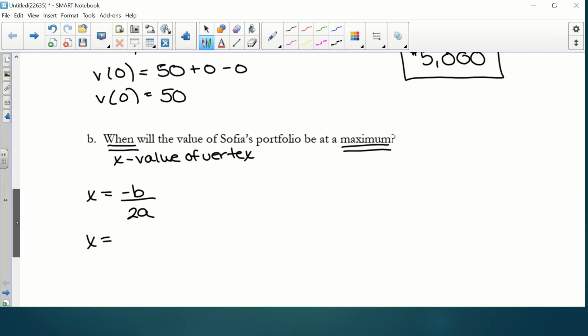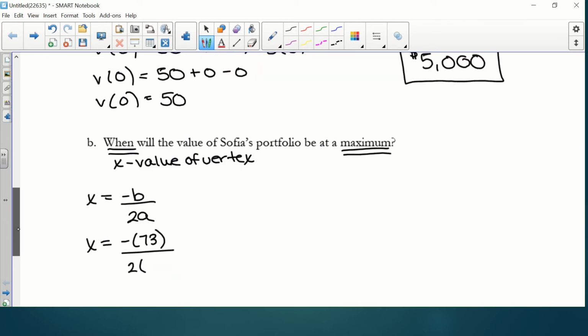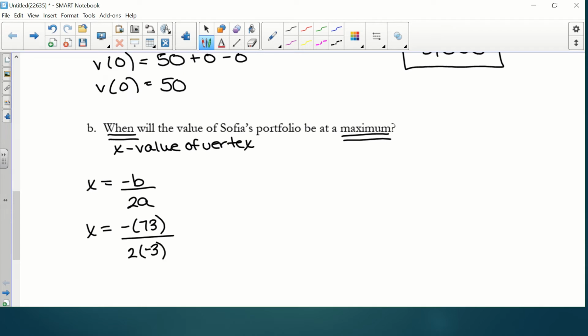So when I say negative b, I'm saying negative 73 divided by 2 times negative 3. Okay, so I'm going to move this up here for a sec and actually do my dividing. And I end up with, again, I'm just going to round because really I'm looking for this more to help me with my answer. It's not going to be perfect, but it's going to give me a good idea. So x equals 12.1667.